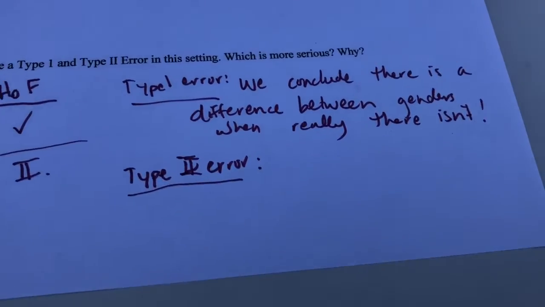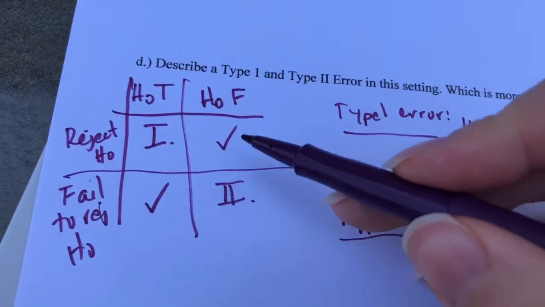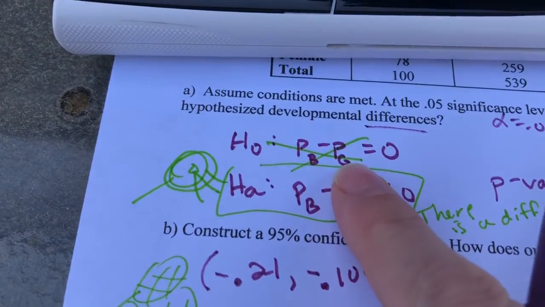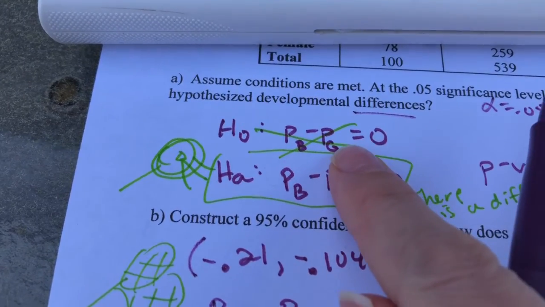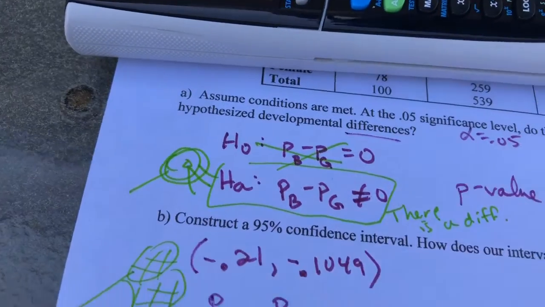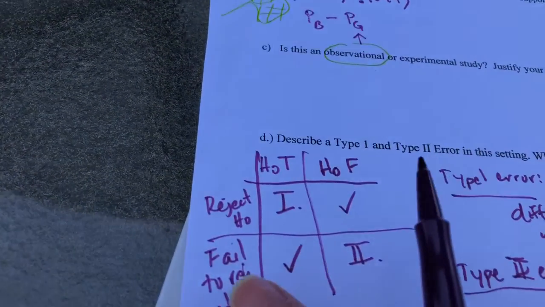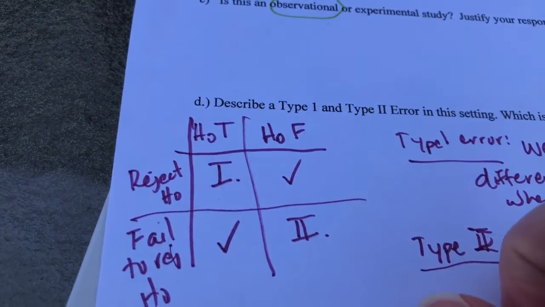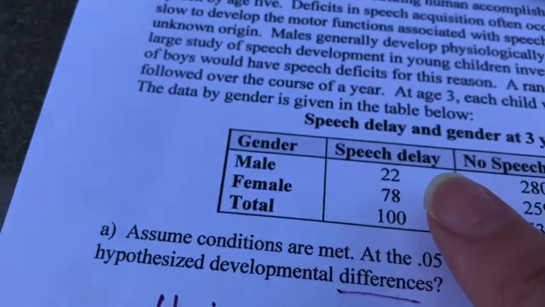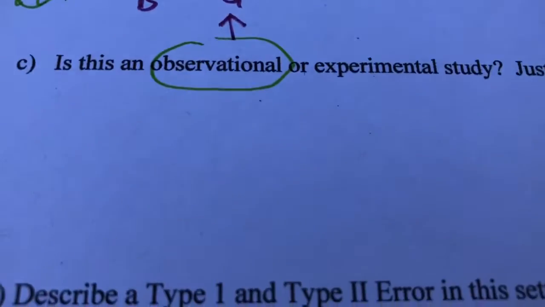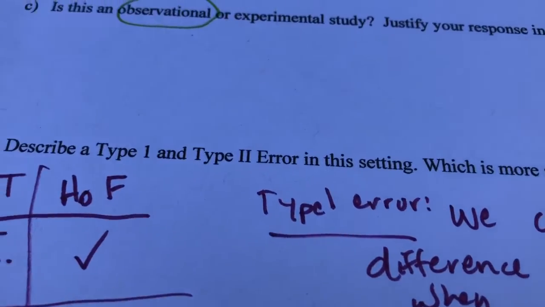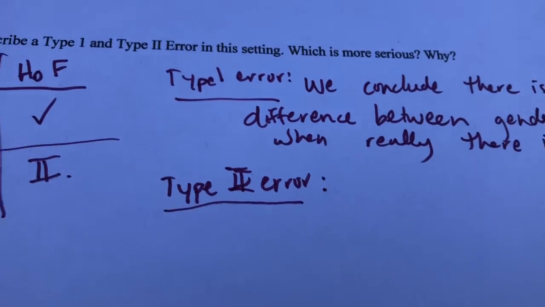All right, so type 2 error, the null hypothesis is false. So if we come back up here, so it's false. There are differences. All right, so this idea that there's no difference, nope, that's not true. All right, so there are differences, but we fail to reject the null hypothesis, so we don't catch it. So there are differences in speech delay between male and female, but we don't catch it. We don't do anything about it. The young men and young women are left to struggle. That, to me, is more serious.